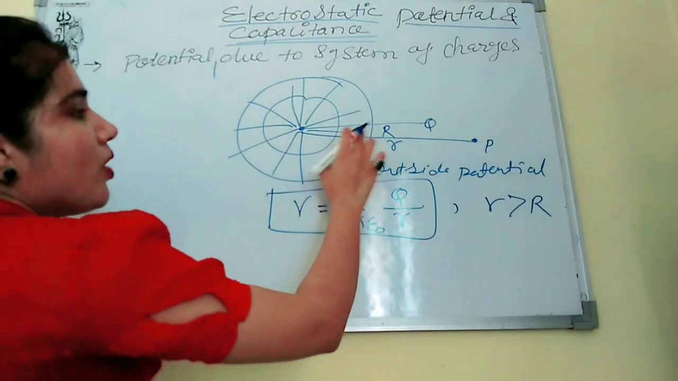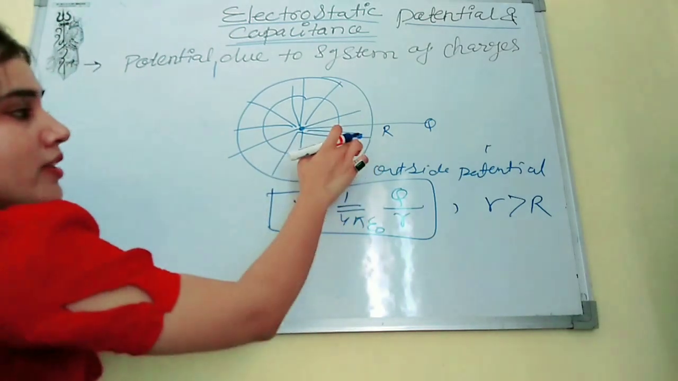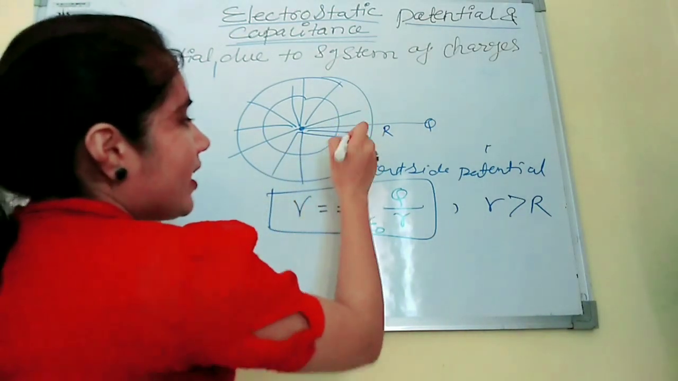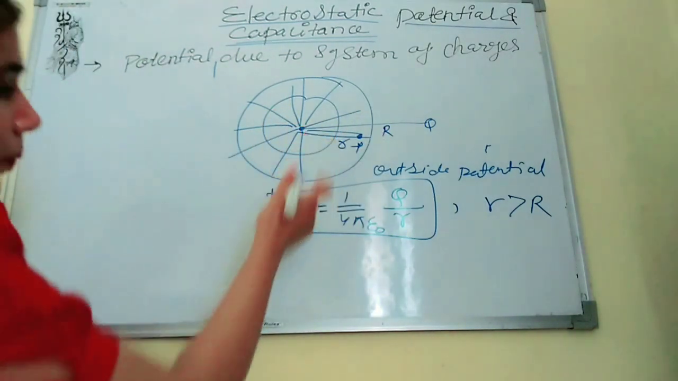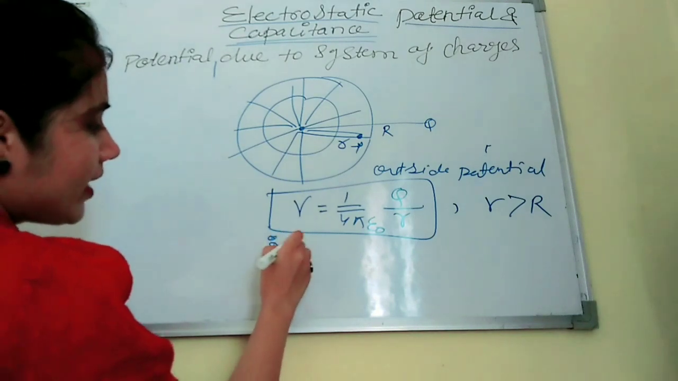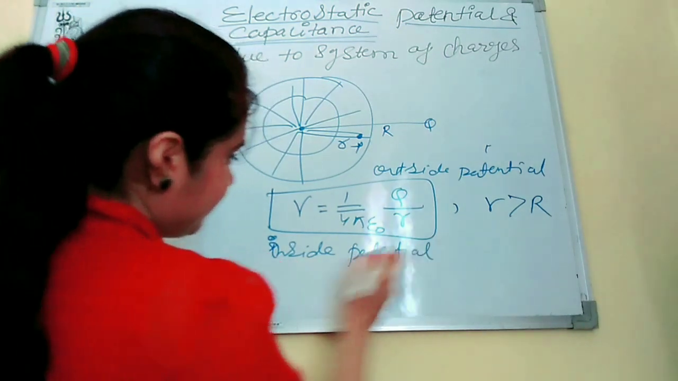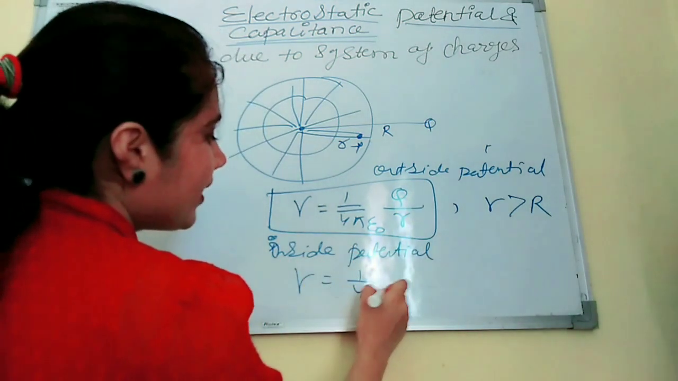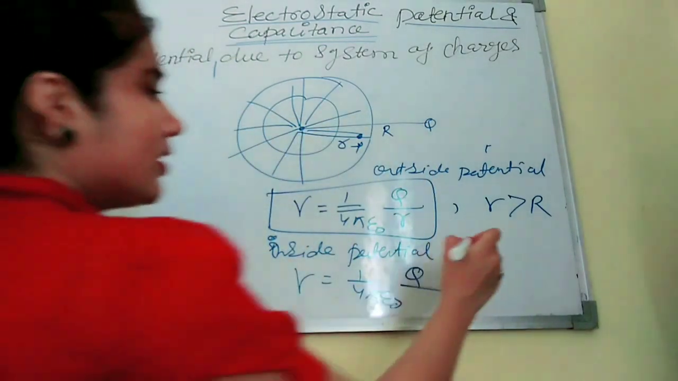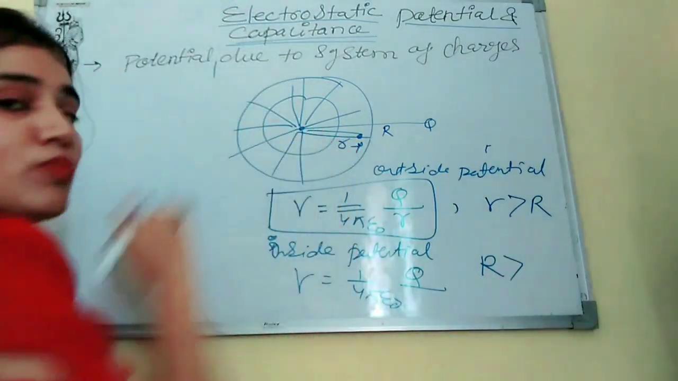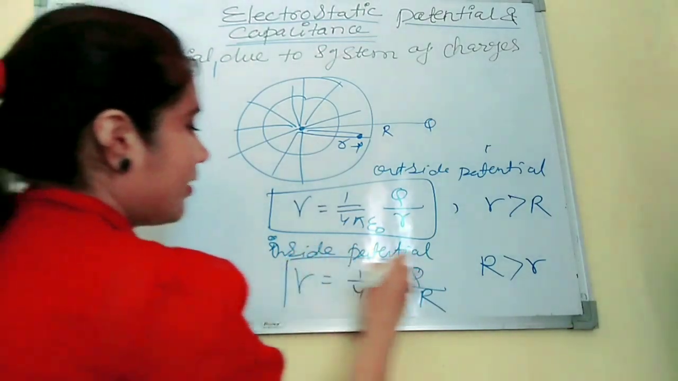Now suppose a point is placed inside the shell, and at this point we have to find the potential. Again we are taking distance r. Then inside the shell the potential will be V equal to 1 by 4 pi epsilon naught, and Q remains. Now in this case capital R will be greater than small r, so here we will take the distance capital R.